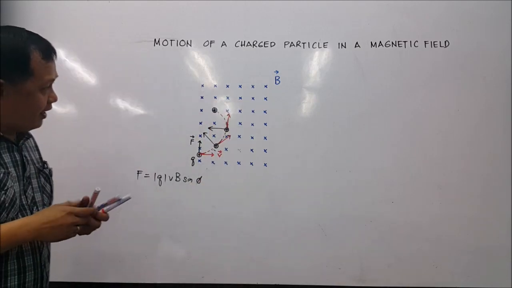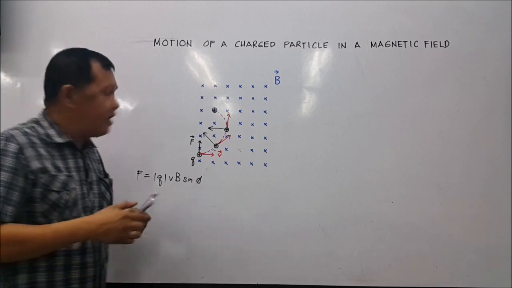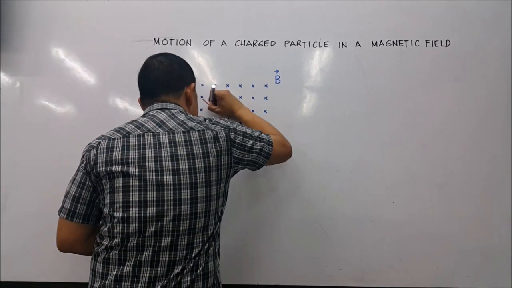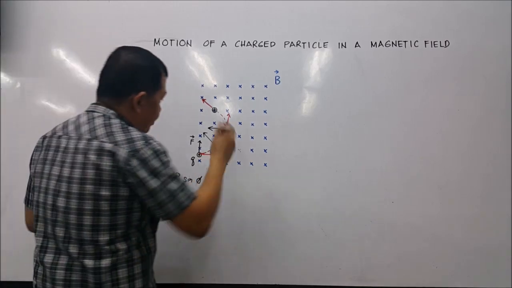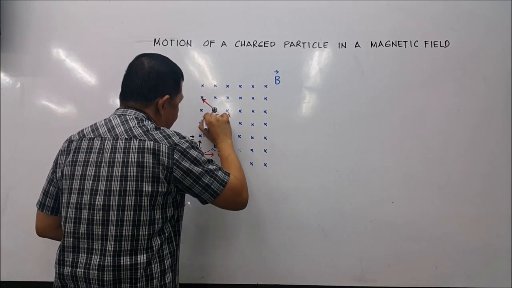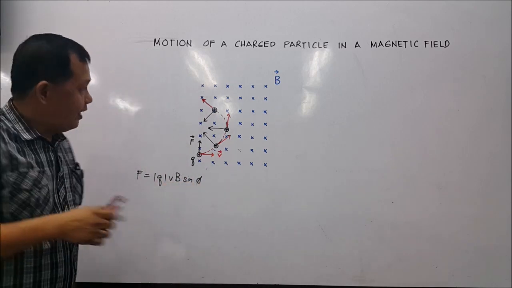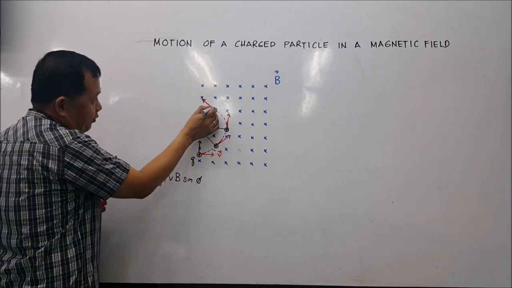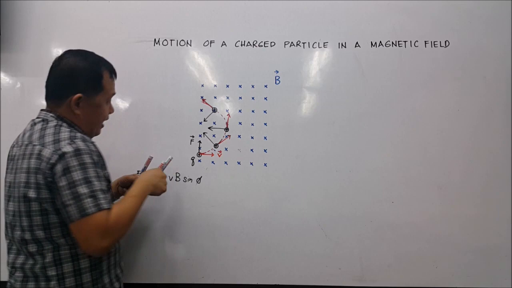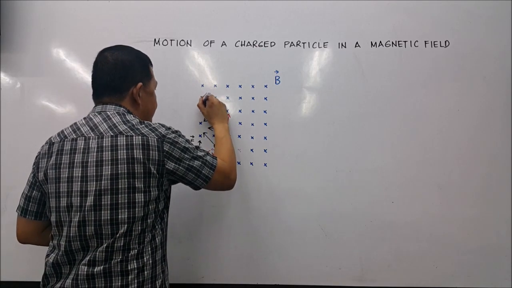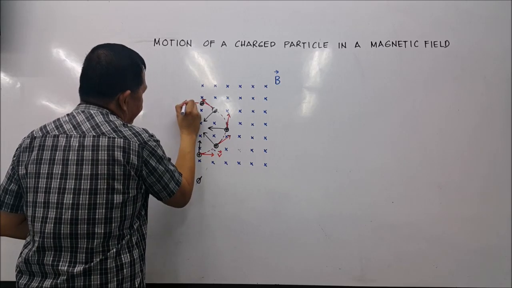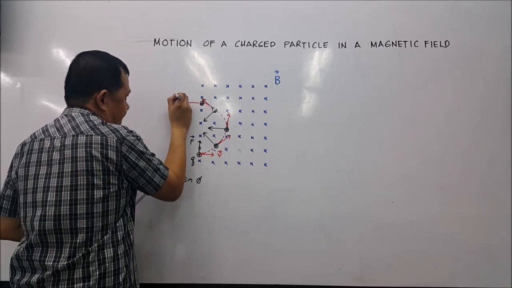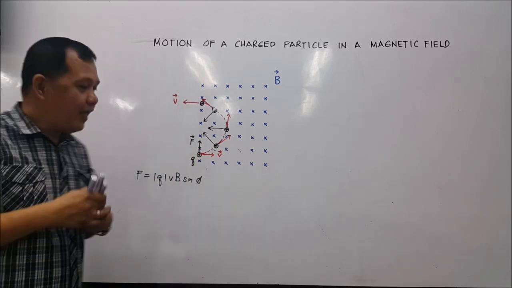Okay? And it looks like it's making a U-turn, and the direction of the velocity is now here. So the magnetic force is directed this way. Okay? And therefore it will be deflected again. And finally, the charge will exit the magnetic field.